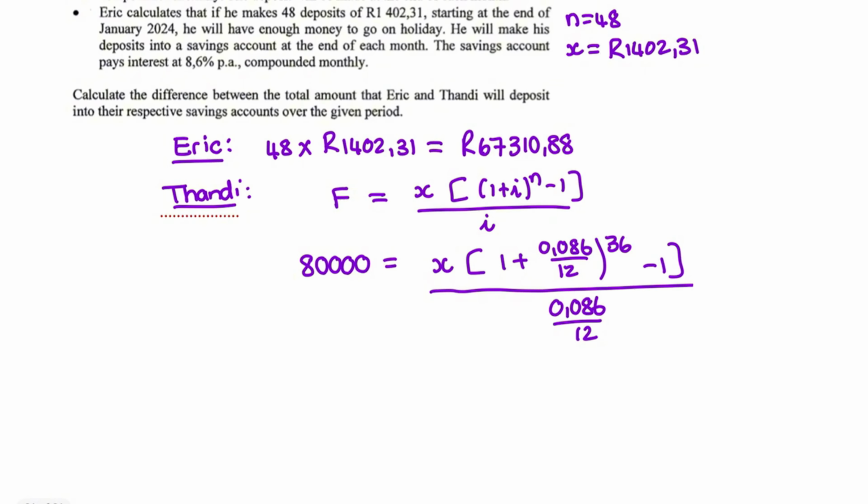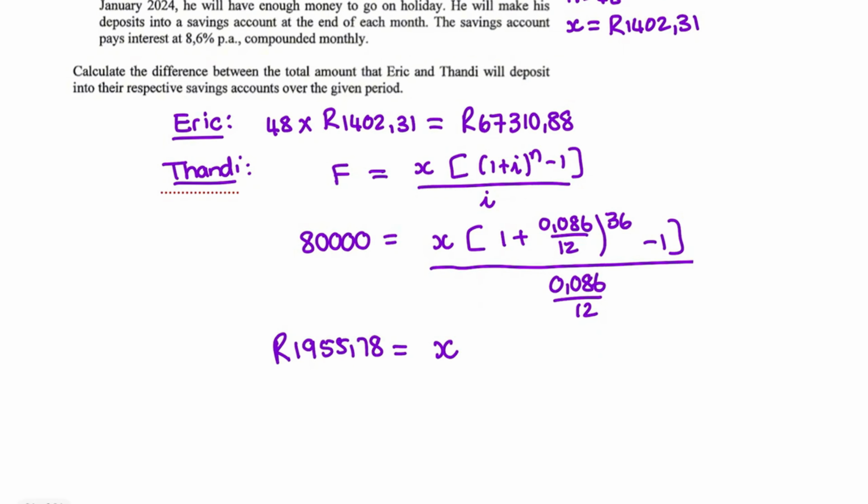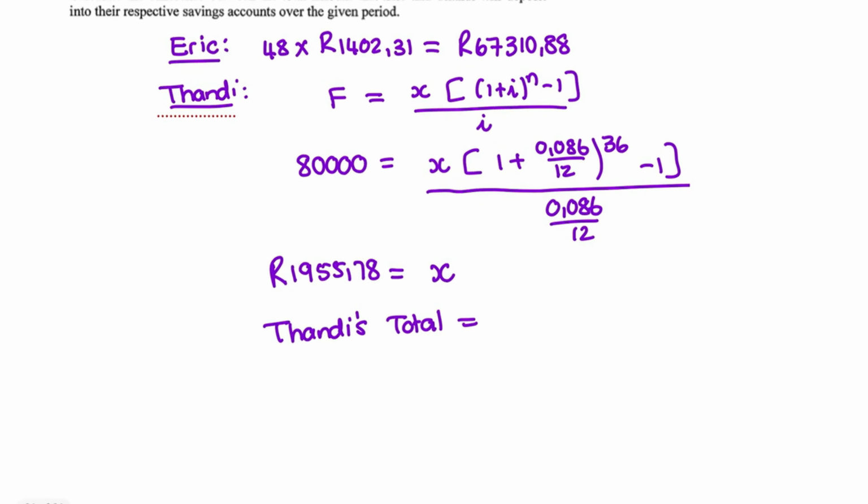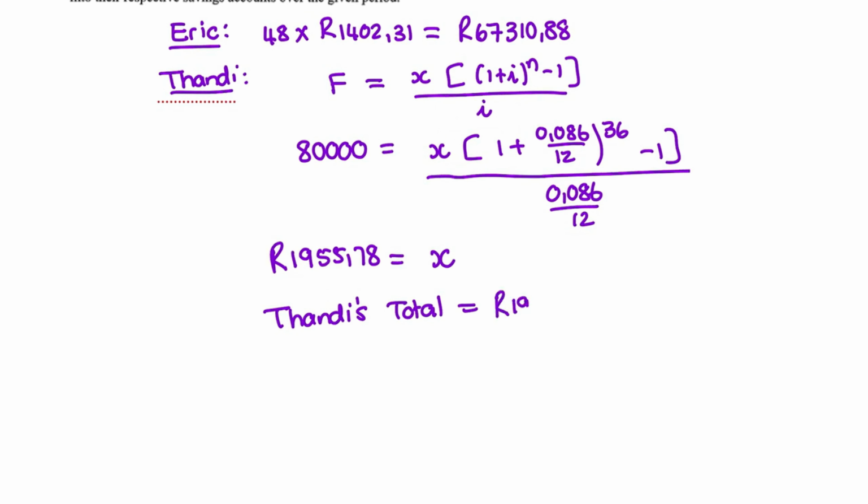Now you can use your calculator to solve for X. So to solve this equation, I have an X value of 1,955 Rand and 78 cents. Therefore, Thandi's total, let's call it Thandi's total, is 1,955 Rand and 78 cents times 36, and that leads to a total of 70,408 Rand and 8 cents.